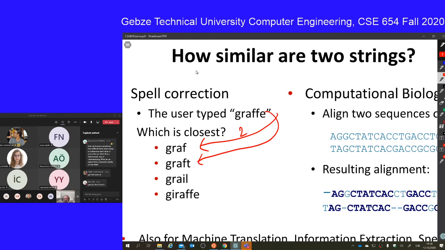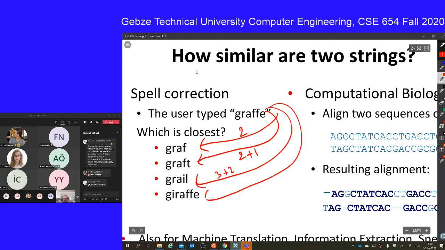Graft. So two deletions and one insertion. How about this one, grail? It is three deletions, two insertions, right? How about giraffe? Oh, this is difficult. Okay, I need to insert i.